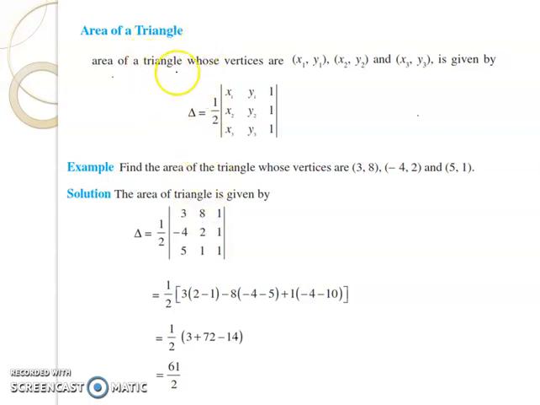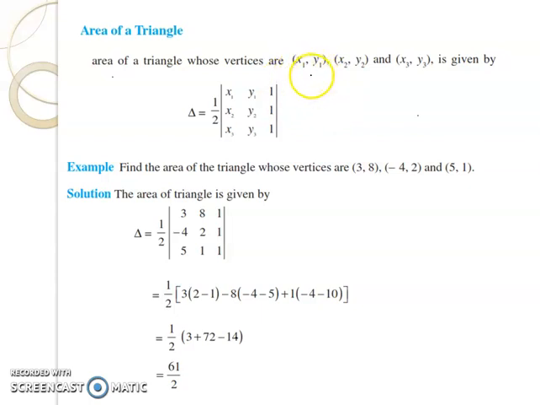Hello dear students, in this video I'll teach you the topic area of triangle, how to find the area of triangle using determinants. You know other methods also to find the area, right? But in this video we will be learning how to find the area of triangle using determinants if vertices are given to you.